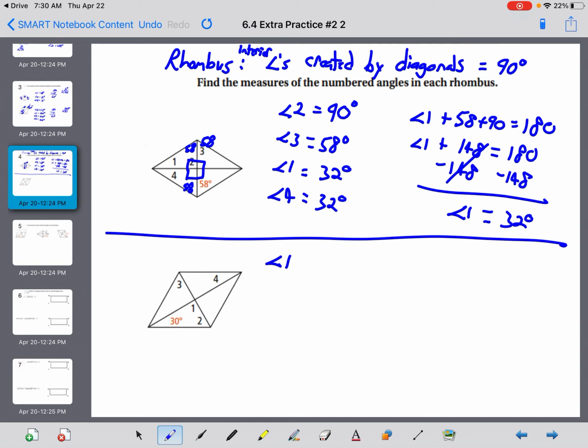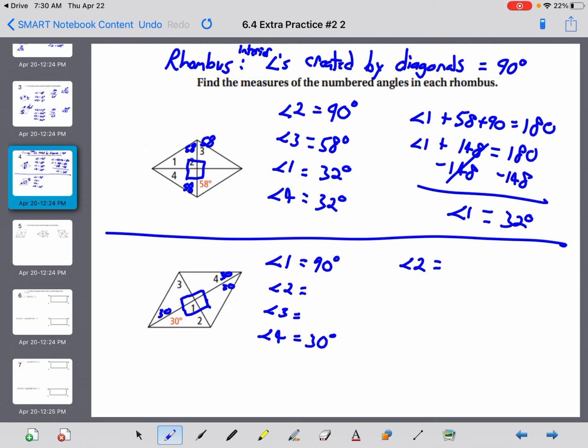Okay. Again, angle 1, if I put my box in the center, we know angle 1 is 90 degrees. Using your 30-degree angle, we know these are 30 and its opposites on the other side are 30. So angle 4 is 30 degrees. And now all we have to do is the same scenario.